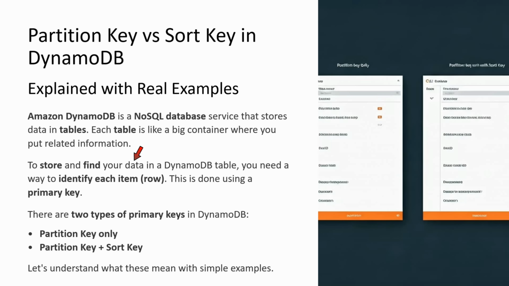This is done using a primary key. There are two types of primary keys in DynamoDB. The first one is partition key only. The second one is partition key plus sort key. We will understand these two primary keys using simple examples.